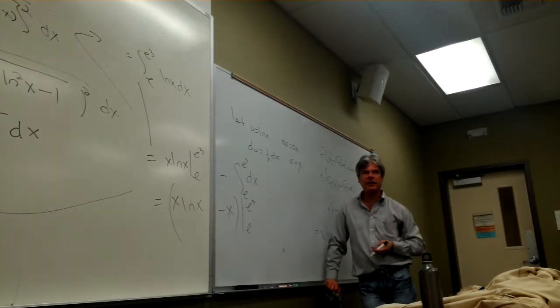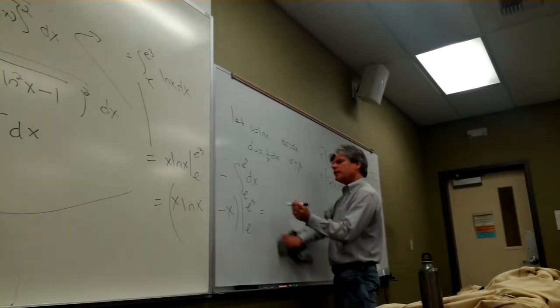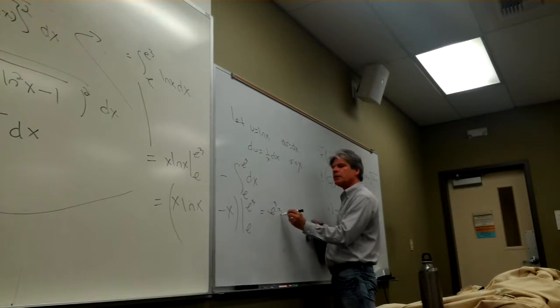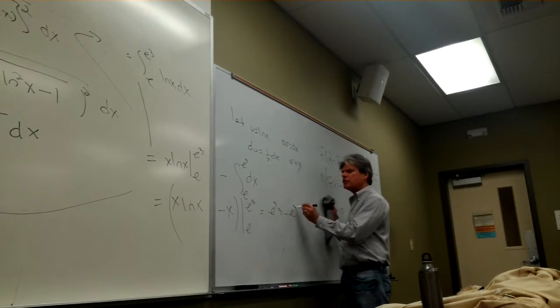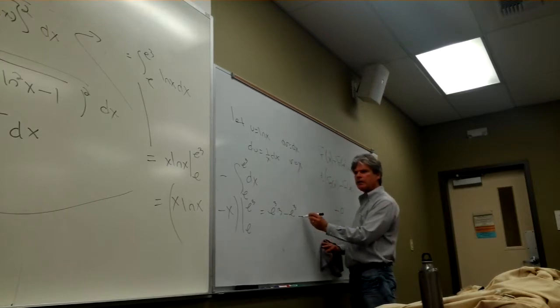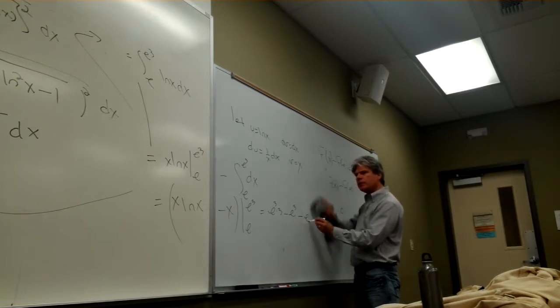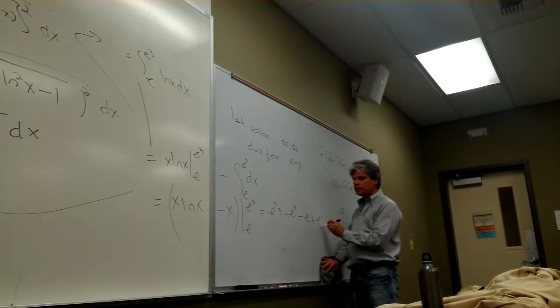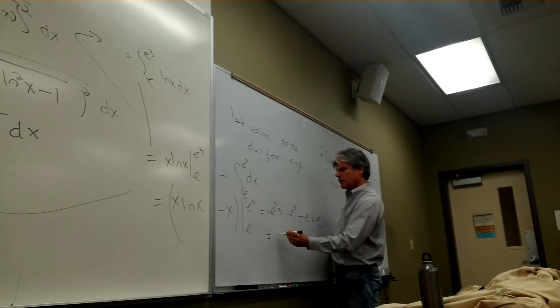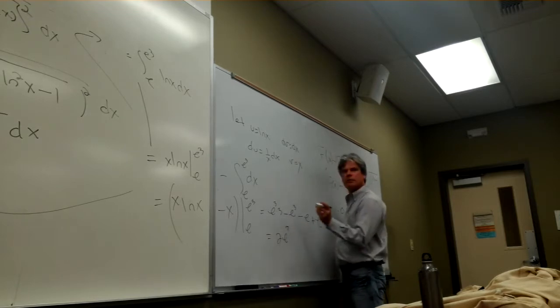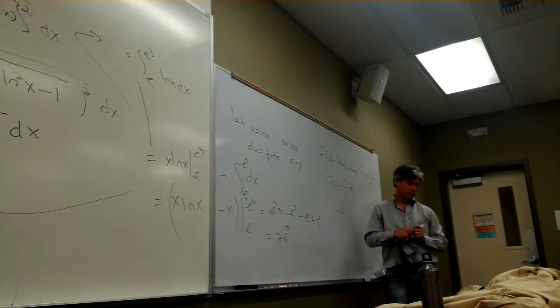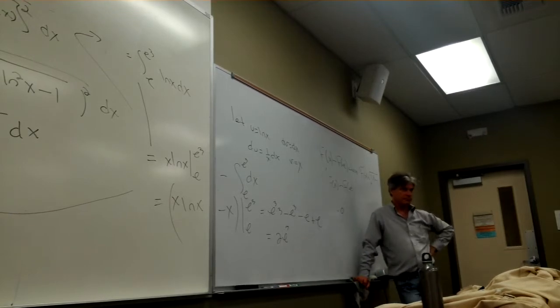Now it's just a math game. I'm just going to evaluate. So that can be e cubed times 3 minus e cubed minus e plus e, which is 2e cubed, I think. If you double check my arithmetic. I hope this is right. Yep.